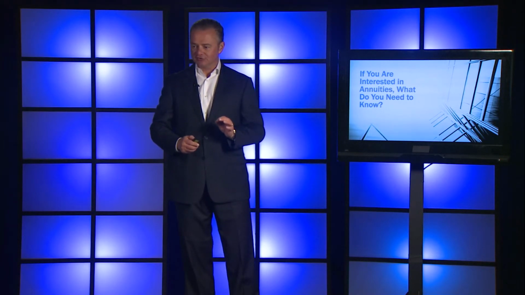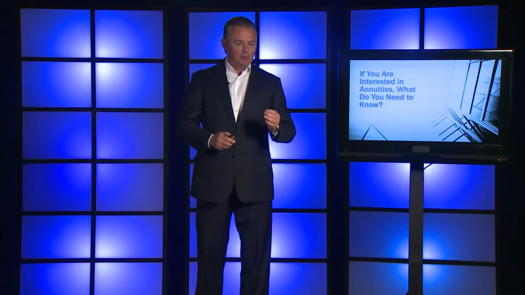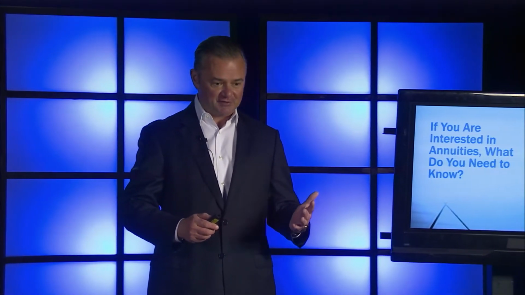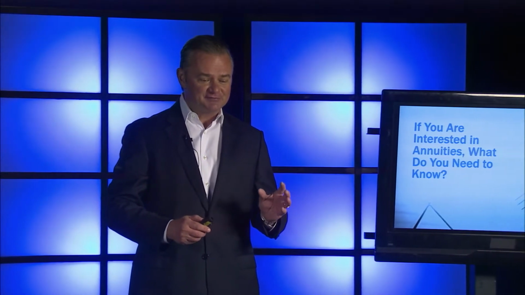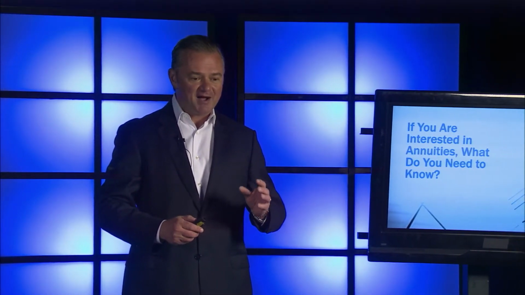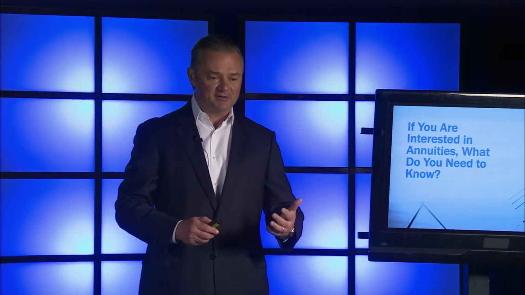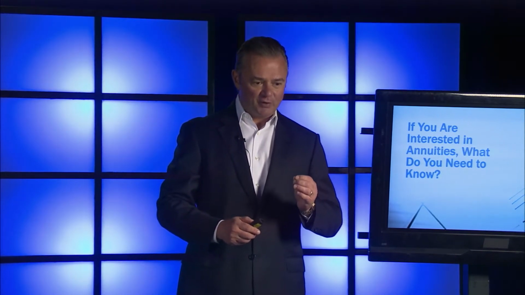$228 billion. That is what flowed into annuities in 2015. The first 3 quarters of 2016, $163 billion flowed into annuities. Let's put that in perspective for just a second and talk about the popularity of mutual funds, and look at the 2015 numbers of deposits into mutual funds. A negative $102 billion. More money came out of mutual funds than went into mutual funds.